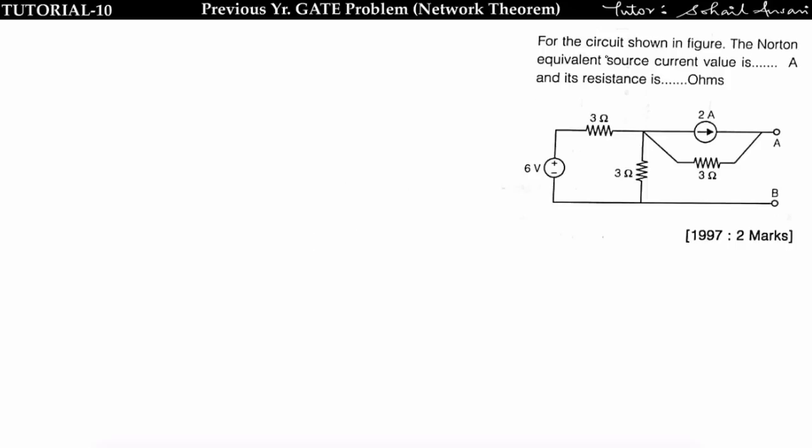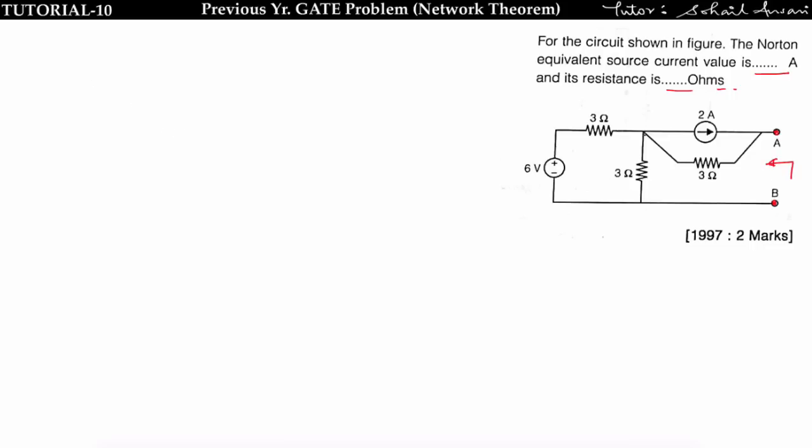It is said that for the circuit shown in the figure, the Norton equivalent source current value is dash ampere and the resistance is dash ohm. This means we have to find the Norton equivalent circuit across the AB terminals. I have already explained the concept behind the Norton and Thevenin theorem. To find the RTH we have to find it across this, and we have to find the Norton current across this. First I will find the RTH.